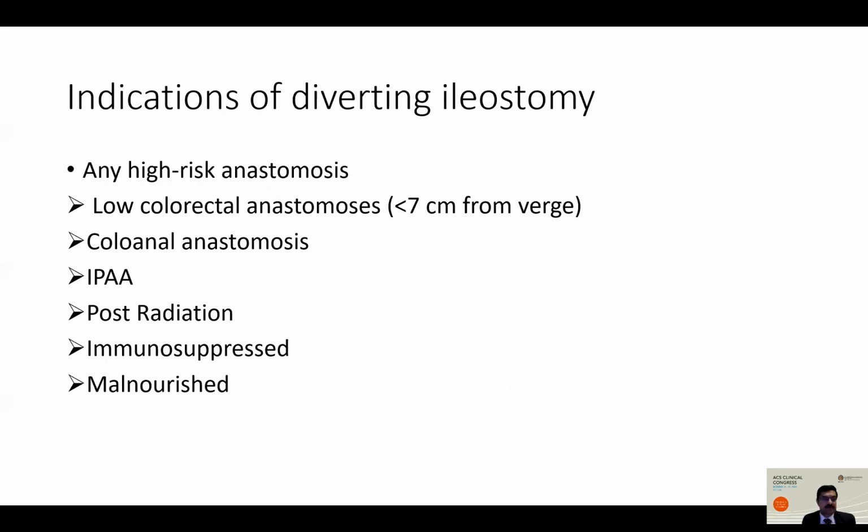As most of you are aware, we make diverting loop ileostomies for any high-risk anastomoses. These are low colorectal anastomoses, less than 7 centimeters from the verge, coloanal anastomoses, of course the pouches, the ileoanal pouches, and post-radiation pelvis, immunosuppressed patients, and malnourished patients.